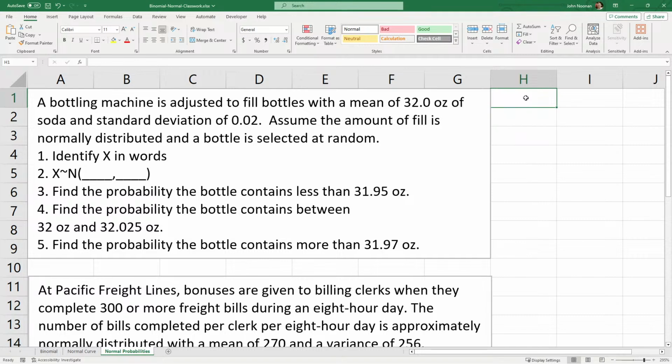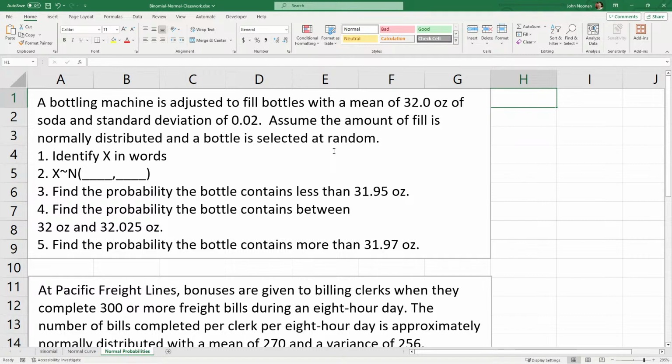Okay, so the first one, it says a bottling machine is adjusted to fill bottles with a mean of 32 ounces of soda and a standard deviation of 0.02. So you can imagine these bottles going through a machine, pumping soda into them or whatever it is that's pumping into it. And some of the bottles will have a little bit more liquid. Some of them will have a little less liquid. I'm going to choose a bottle at random.